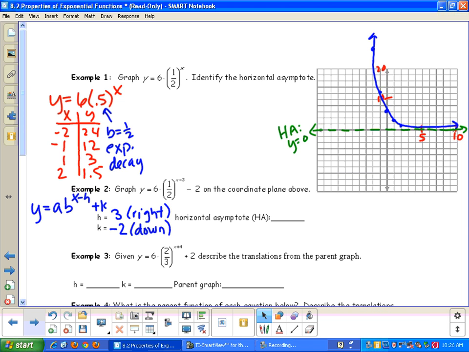I'm going to go ahead and do this graph in green. So I'm going to count right 3, 1, 2, 3, down 2. Remember, we're going by 2's for our y scale. So right 1, 2, 3, down 1, 2. Right 1, 2, 3, down 2. And so my graph would go something like this.